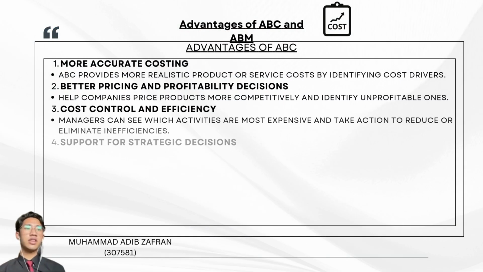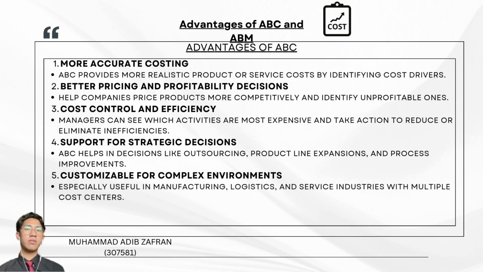Let's begin with the advantages of activity-based costing, or ABC. First, ABC delivers accurate costing by identifying actual cost drivers. It gives a realistic picture of what a product or service truly costs to produce, unlike traditional methods that rely on broad averages. Second, this accuracy enables better pricing and profitability decisions. Businesses can identify which products are profitable and which are not, allowing for smart pricing strategies.